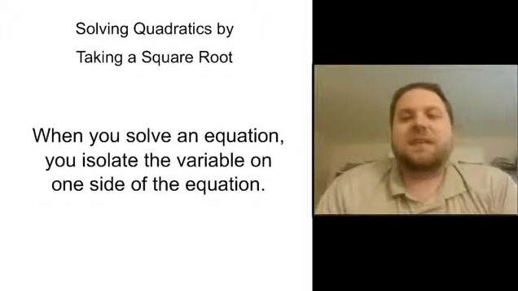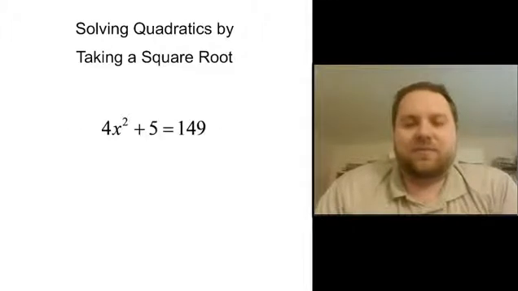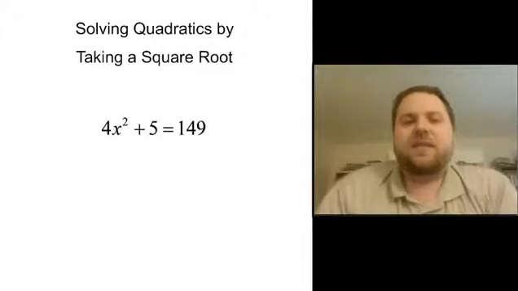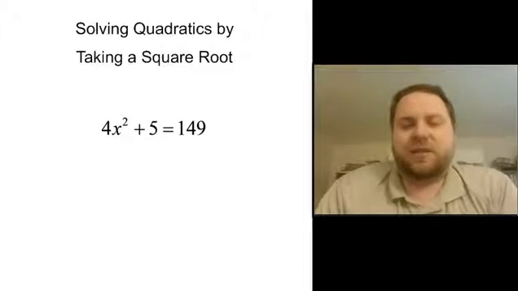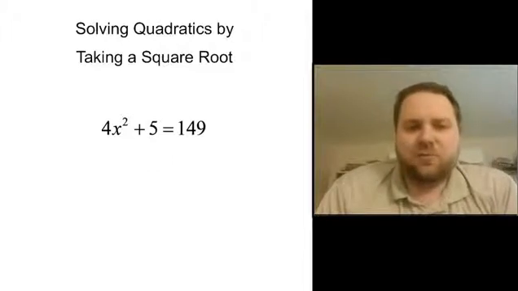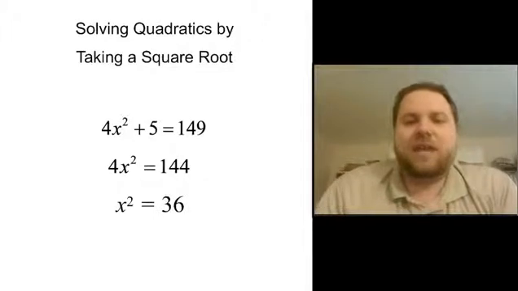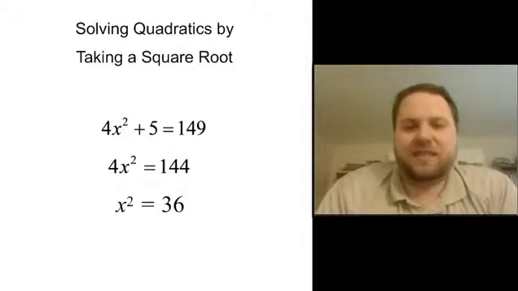So let's do this again, but let's change one thing. Now, instead of it being 4x plus 5, let's do 4x squared plus 5 equals 149. Now, to start with, nothing changes here. We're still going to subtract 5 from both sides. We're still going to divide by 4. But now we're left with this situation where we have x squared equals 36.